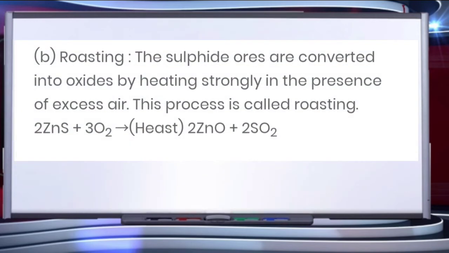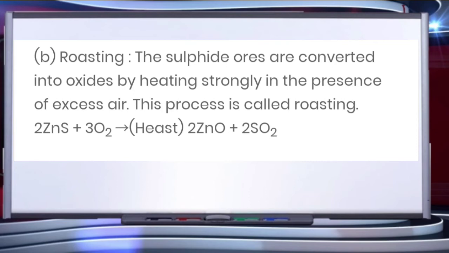So first of all, let's discuss what is roasting. The sulfide ores are converted into oxides by heating strongly in the presence of excess air. This process is called roasting. So children, roasting is the process of heating the ore strongly in the presence of excess air, and the ore has to be a sulfide ore. As a result, the sulfide ore is converted into metal oxide.